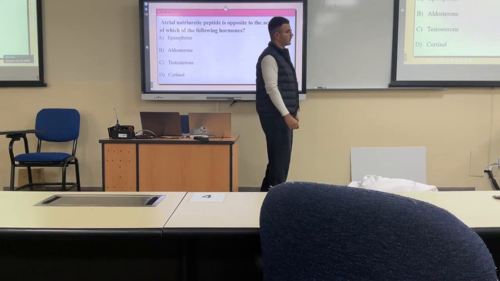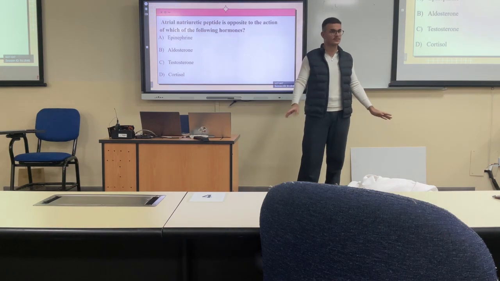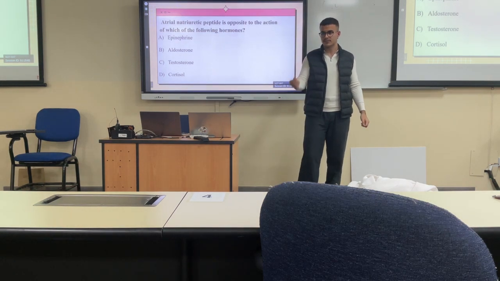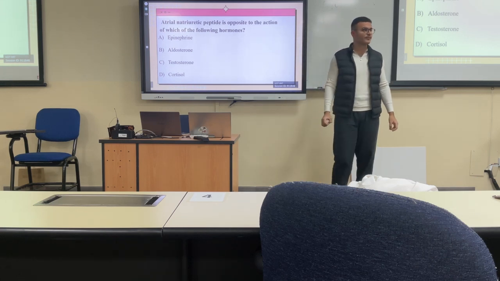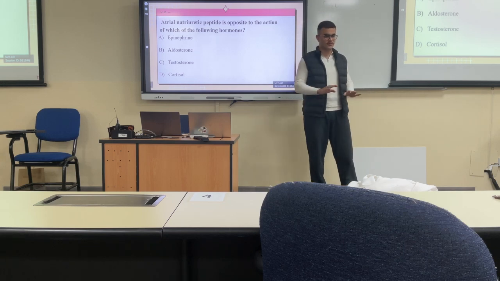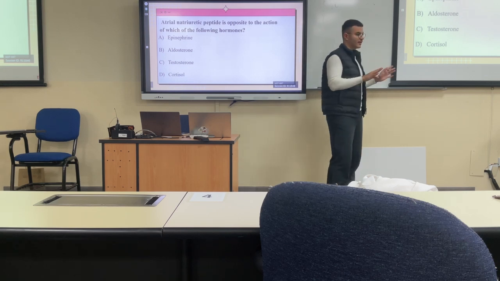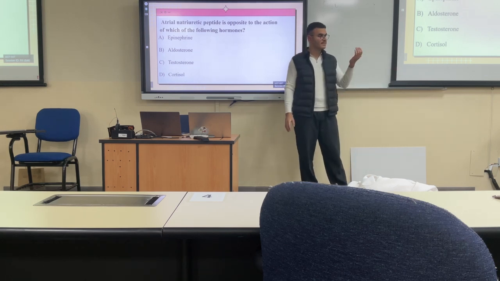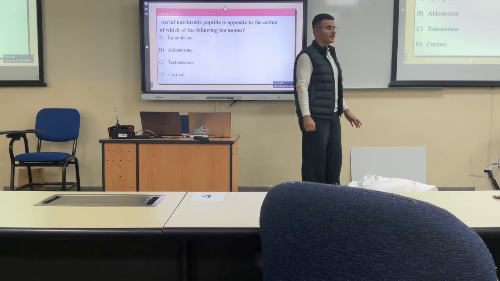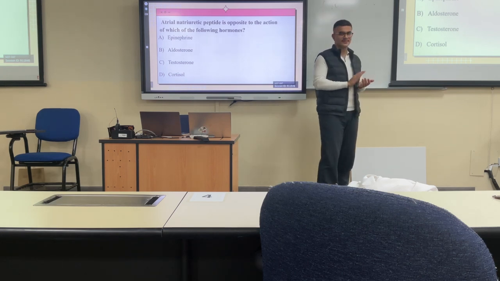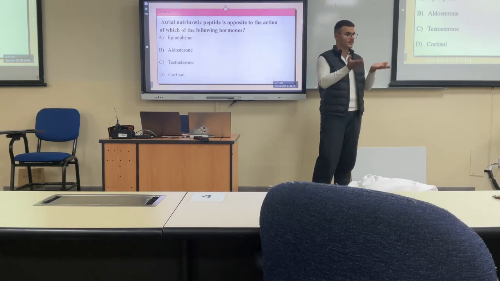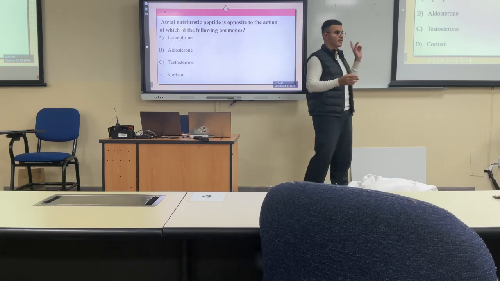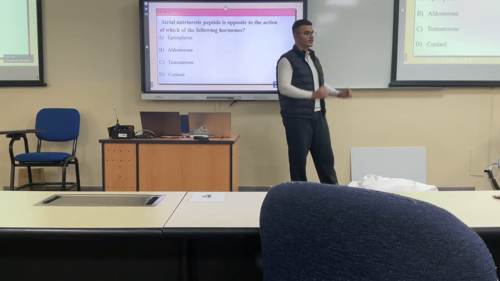Okay, we have a question. I need someone just to read. You don't have to answer. Anyone? Okay. Atrial natriuretic peptide is opposite of the action of which of the following hormones? Just take some time to think. If you understood this, the answer is going to be very easy. Yes? B, aldosterone, yes, exactly. Because we said the four mechanisms, three of which increase aldosterone. One of them is inhibitory, which is the ANP, and it inhibits aldosterone secretion.